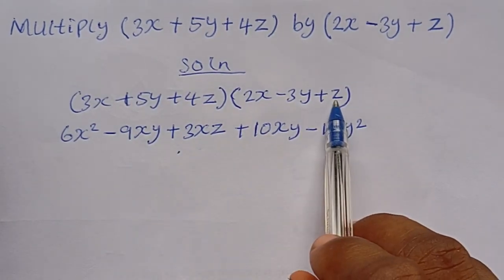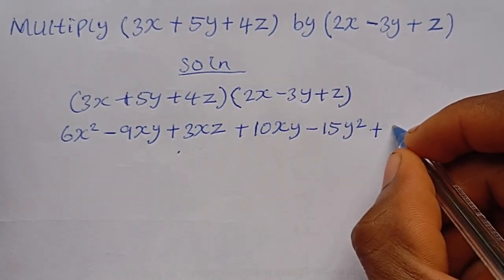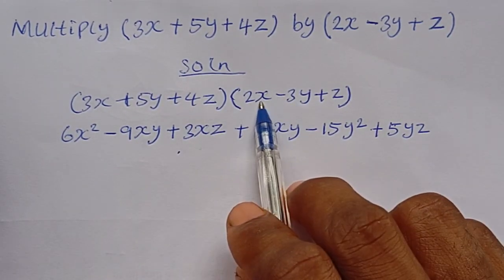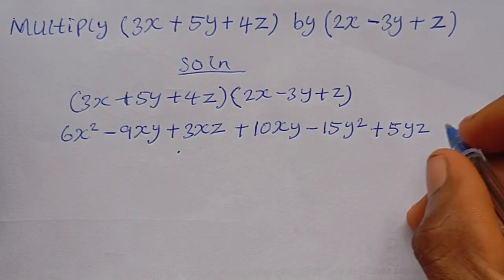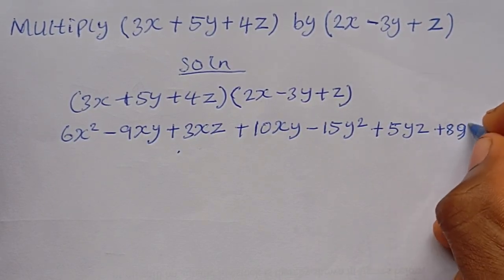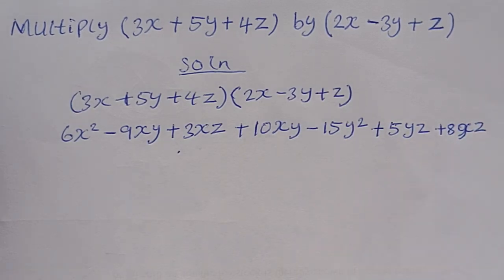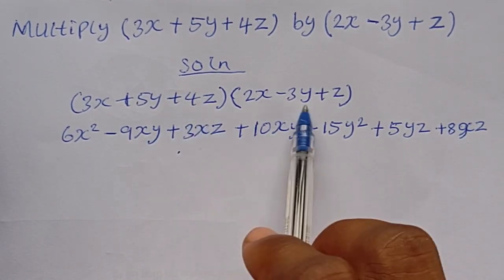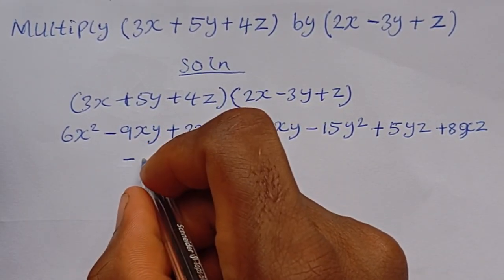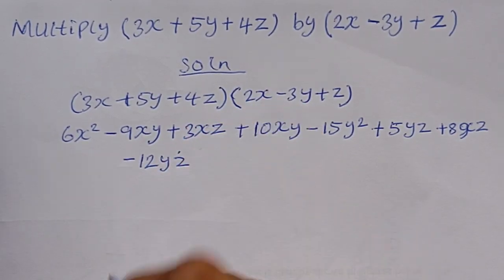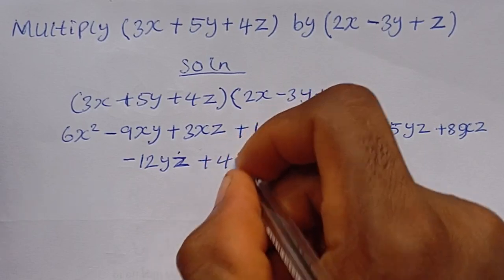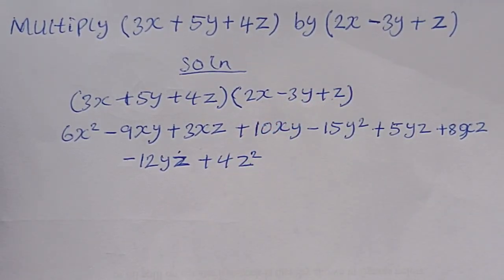5y times z is plus 5yz. 4z times 2x is plus 8xz. Then 4z times minus 3y is minus 12yz. Then 4z times z is plus 4z squared. Then you group it.